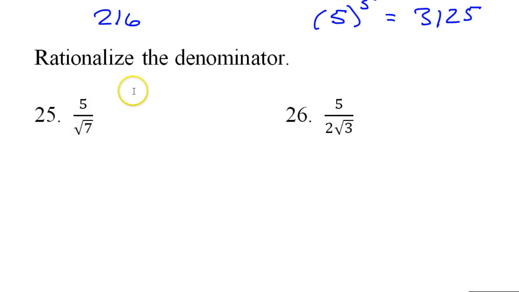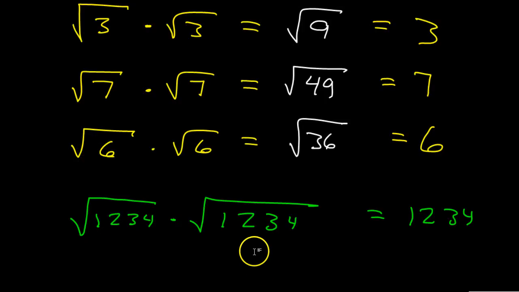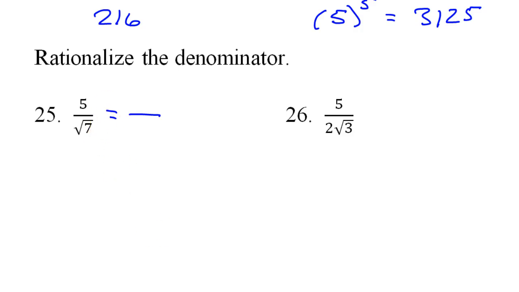We can use that to rationalize the denominator. If I want to make that radical go away, we just saw that we could multiply it by itself. So that's what I'm going to do. Let me leave a little extra space. I could multiply the denominator by radical 7. If I did that, radical 7 times radical 7 is 7.